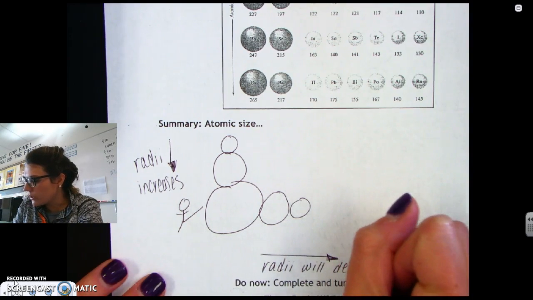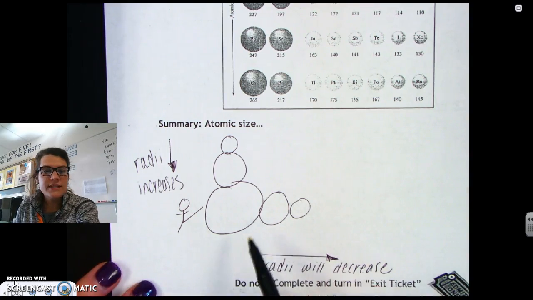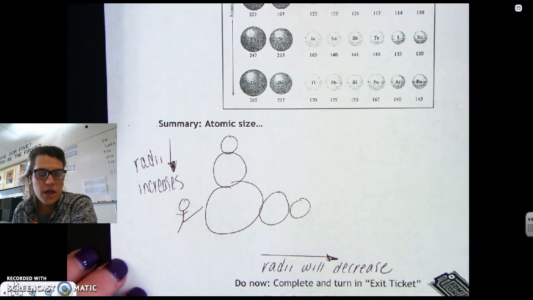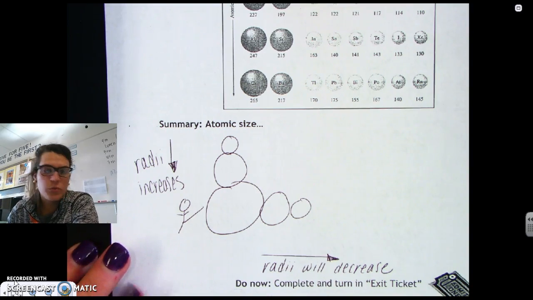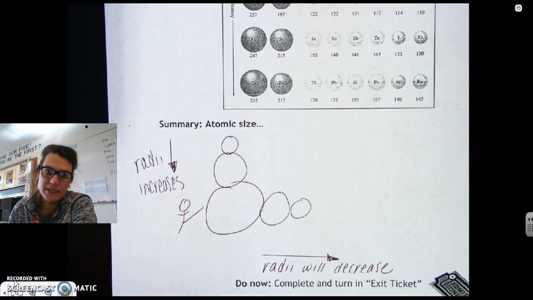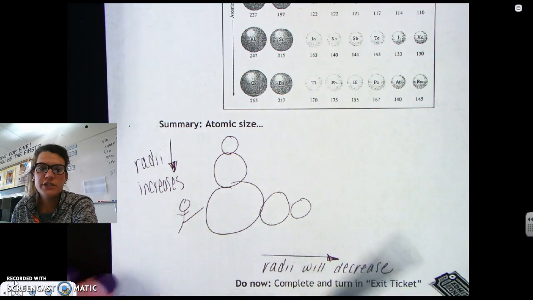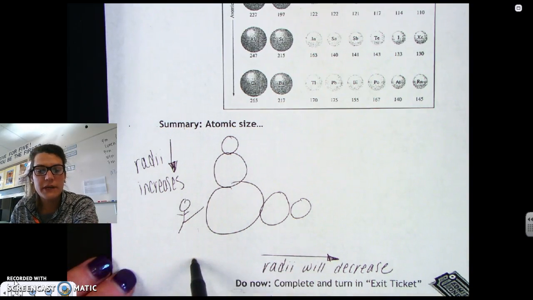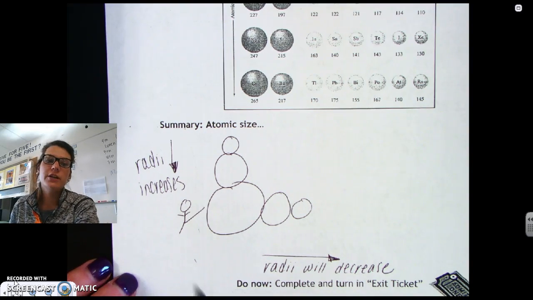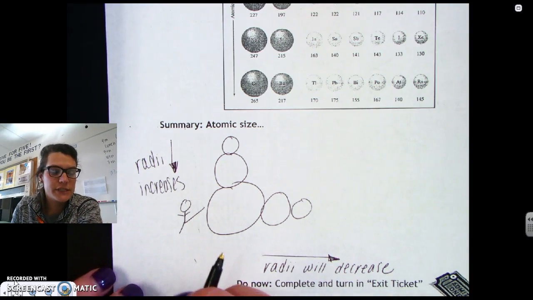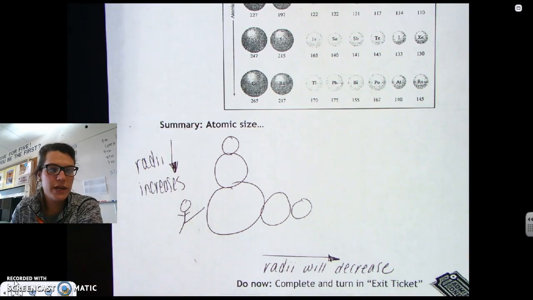Now, here's an important note. This is a summary that helps you remember the trend for atomic size. My snowman image would not be accepted as a response as to why size increases going down a group and decreases going across a period. You need to remember that the reason the radii increase is because you're increasing the number of energy levels, whereas the reason it decreases across a period is because you're increasing the number of protons inside of the nucleus.